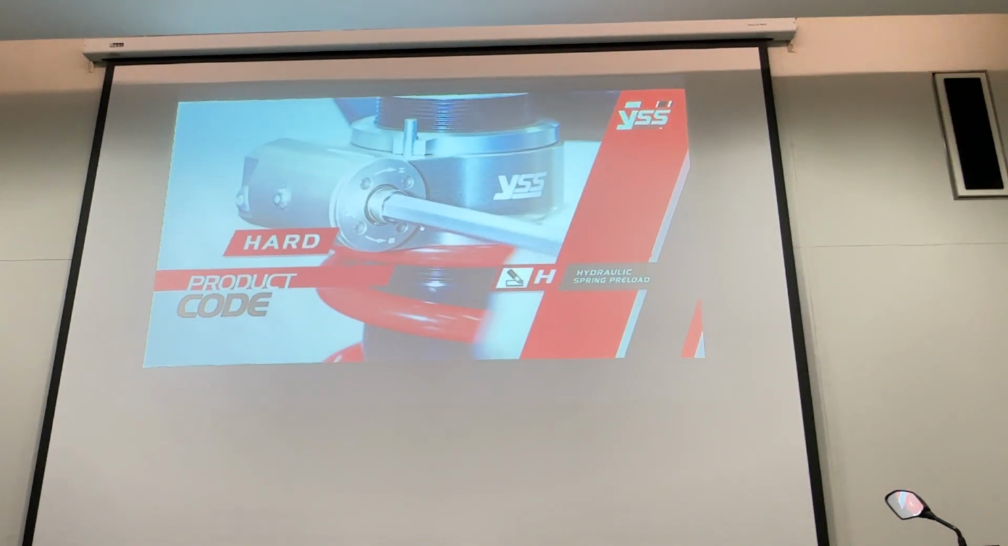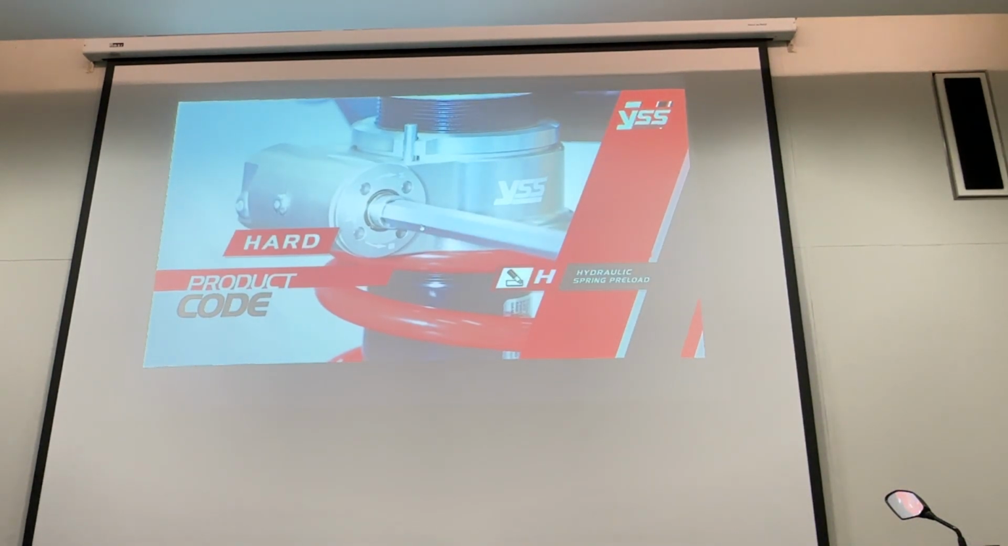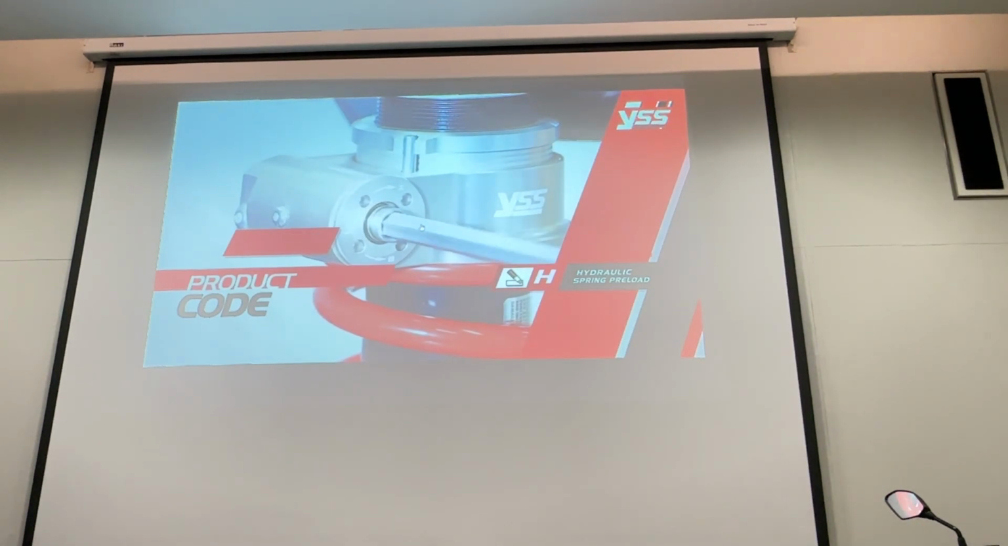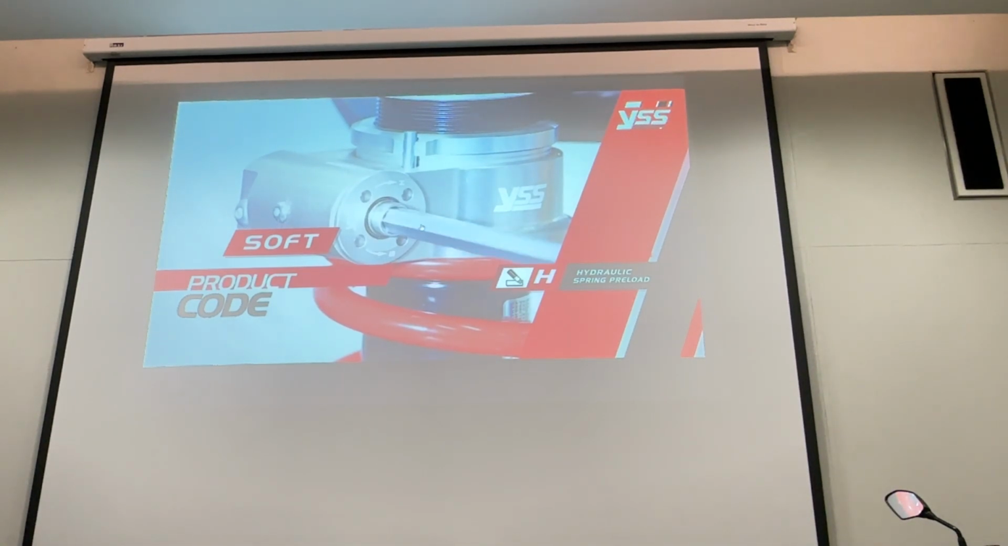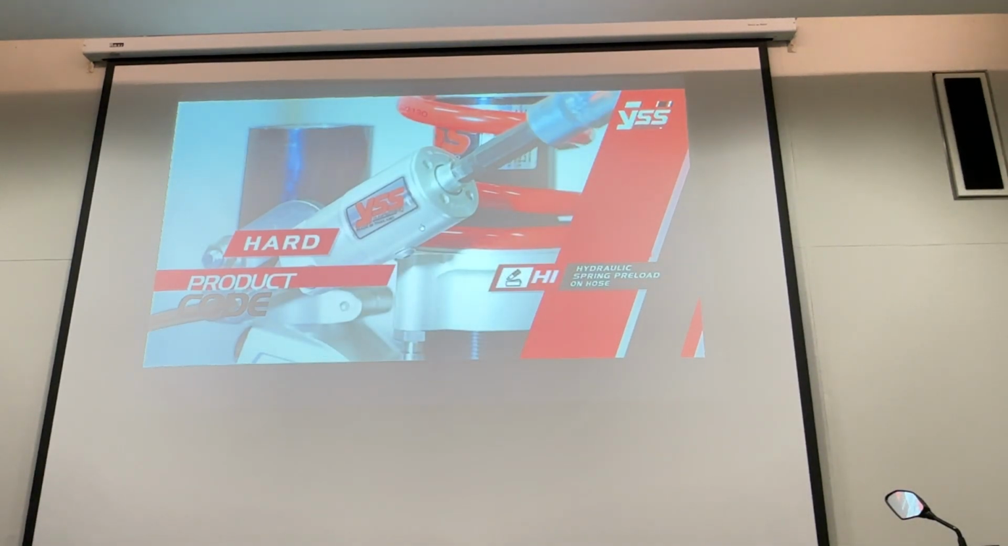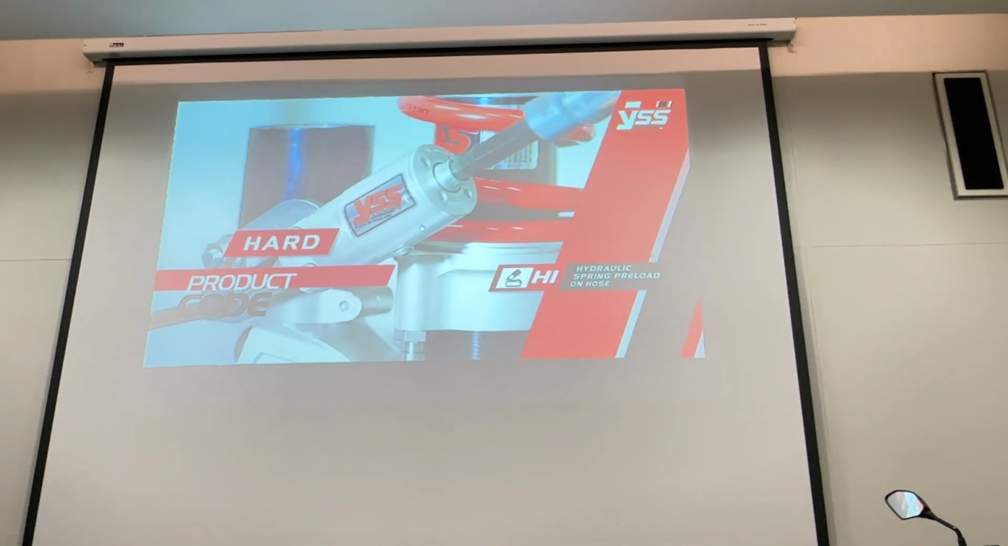H: hydraulic spring preload. This feature uses a hydraulic system to adjust the spring. Turn the knob towards the plus sign for a harder spring. Turn the knob towards the minus sign for a softer spring. H1: hydraulic spring preload on hose. The movable hose is convenient to adjust preload without a spanner and dismounting.